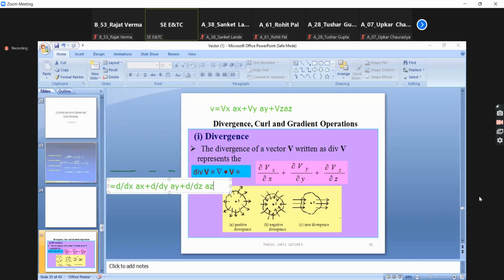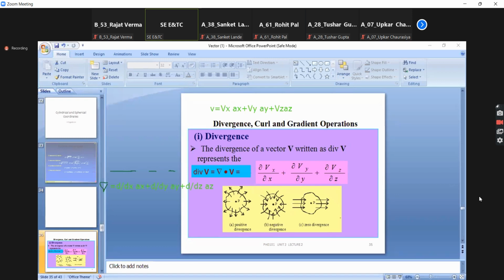This is my vector, this triangle, which is exactly upside down. So this is the del vector, which is ∂/∂x a bar x plus ∂/∂y a bar y plus ∂/∂z a bar z. So when I do a divergence, I am basically taking a dot product of two vectors. The dot product of two vectors is going to be a scalar value, as we have seen earlier. So divergence results in a scalar value.